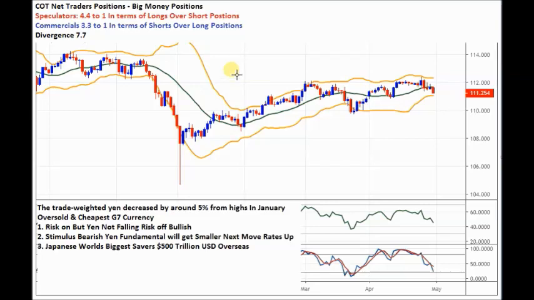Now, just very quickly, I'm going to go through the notes I put on the left. I'm going to start first of all with the COT Net Traders positions. If you're unfamiliar with this tool, it's fantastic. It's free. It comes from the CFTC, and it will tell you where big money is positioned in the markets. If you want to know more about it, you can just search our video on the COT Net Traders indicator.